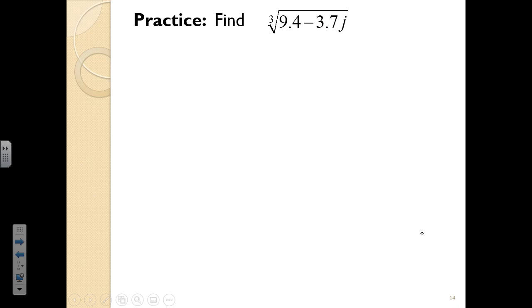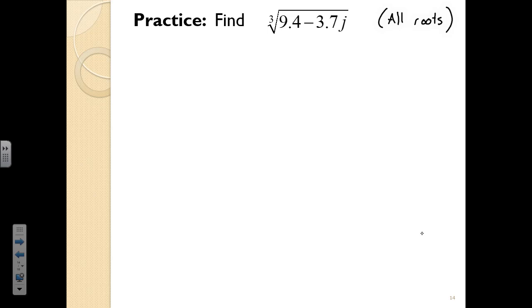Okay, and I'm going to send you off with this. I'd like you to pause the video for a minute and find not just the cube root of 9.4 minus 3.7j. I'd like you to find all the roots, all cube roots. So take your calculator and your thinking cap and go ahead and find those 3 roots. Unpause the video when you're ready to see the solution.